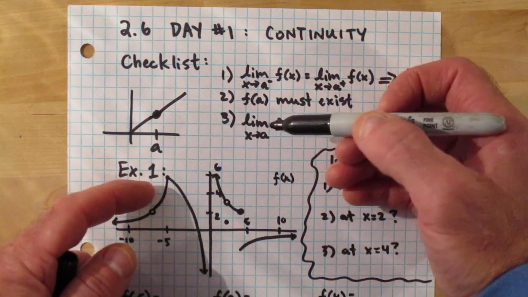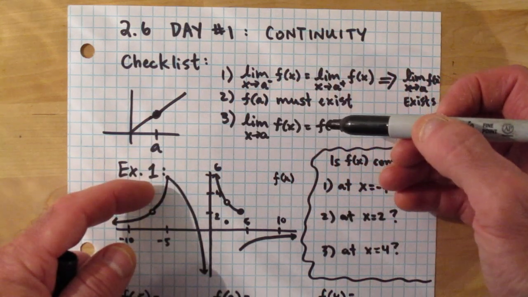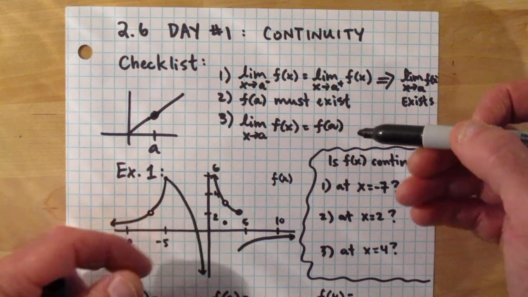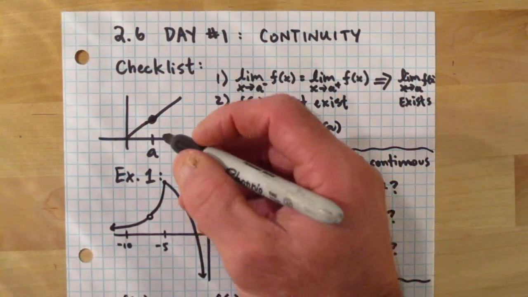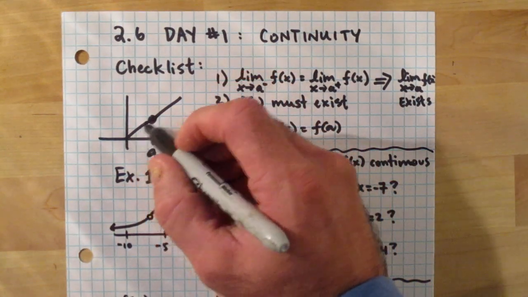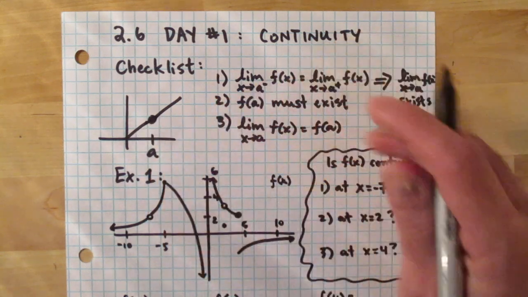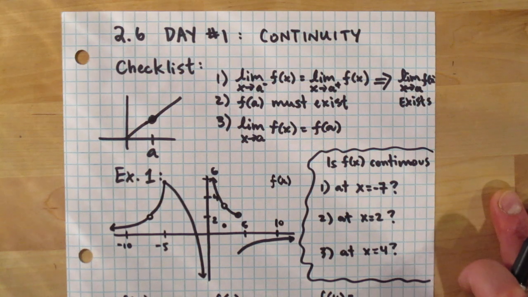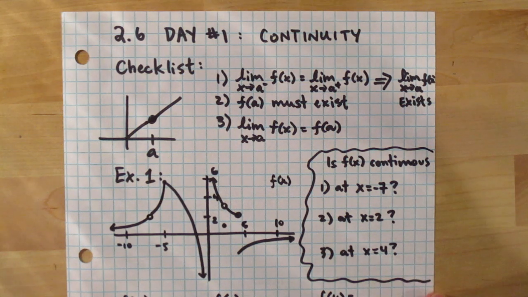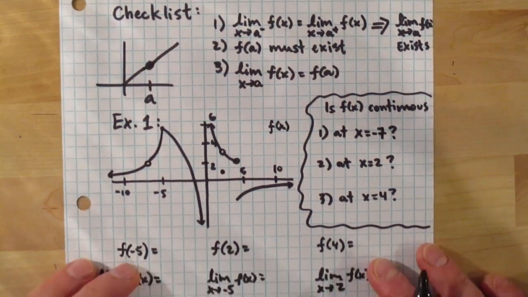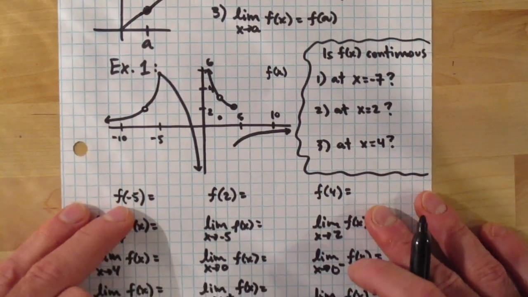as well as the third requirement, which is the limit as x approaches a of f of x equals f of a. So for that to be true, the limit has to exist, the value has to exist, and the limit has to equal the value. Those are the 3 requirements for continuity on a function f of x at a point x equals a.